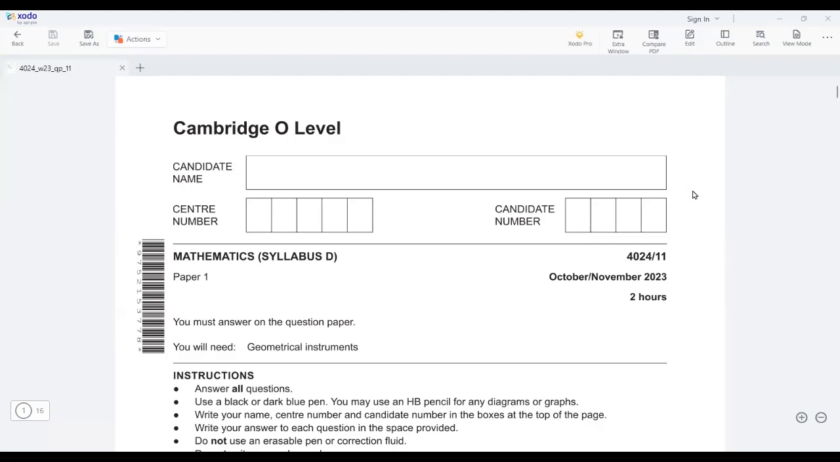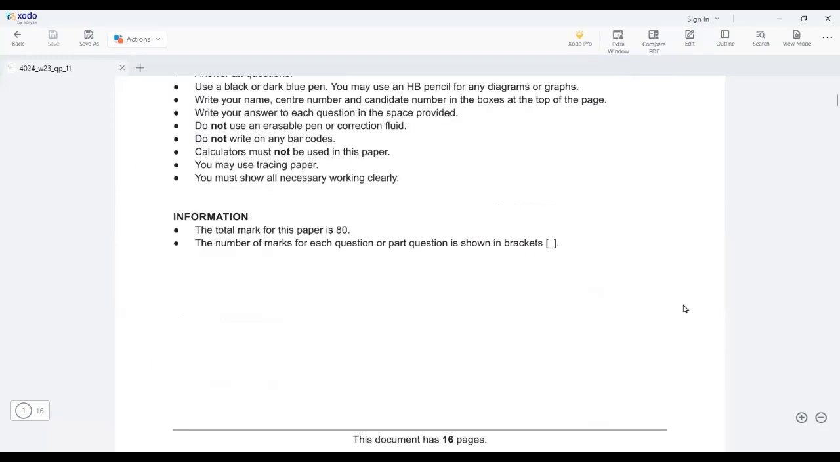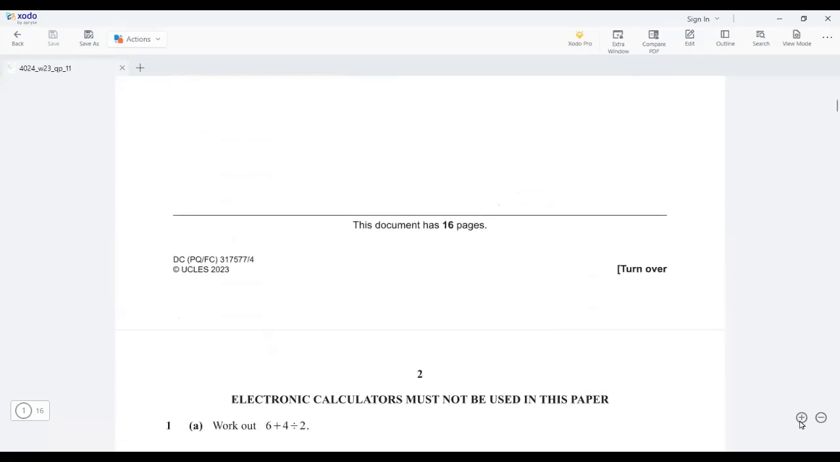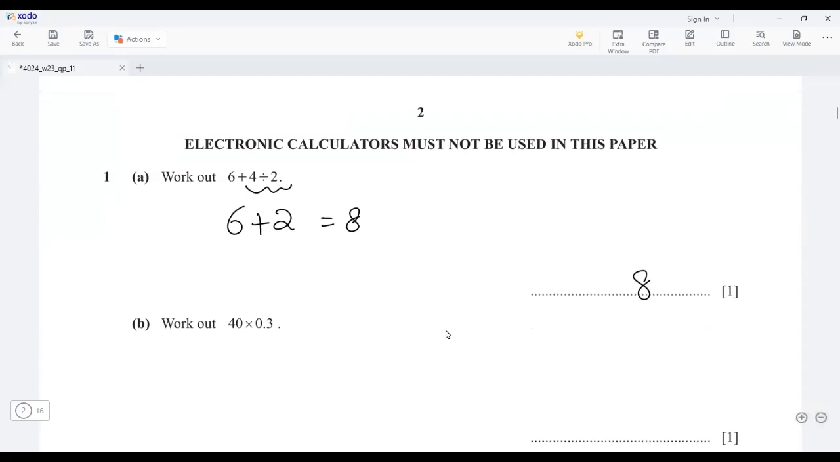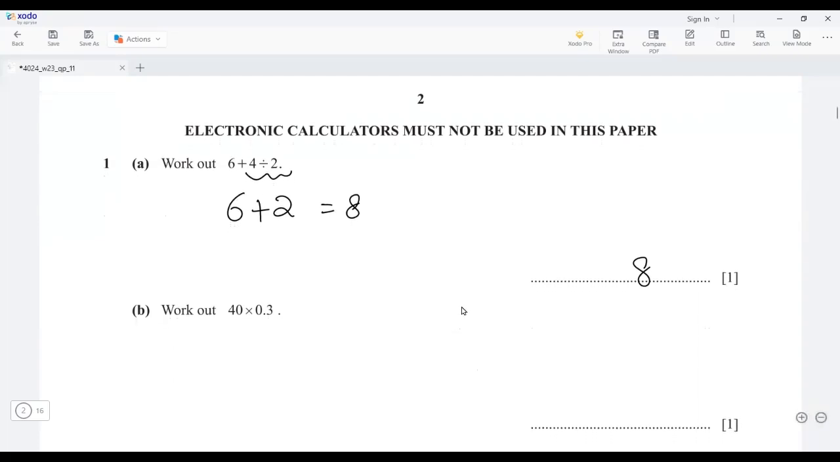Coming up to the first question, we have to work out 6 plus 4 divided by 2. It means that we have to apply the DMAS rule first. So 4 divided by 2 will be done first. It will give you 2. So 6 added to 2 gives you 8. So we just write down the final result here, which is 8. It's quite simple. You have to remember the DMAS rule.